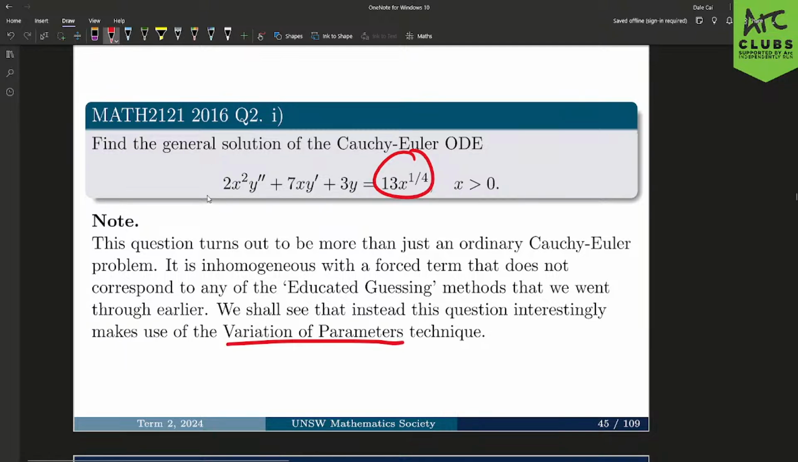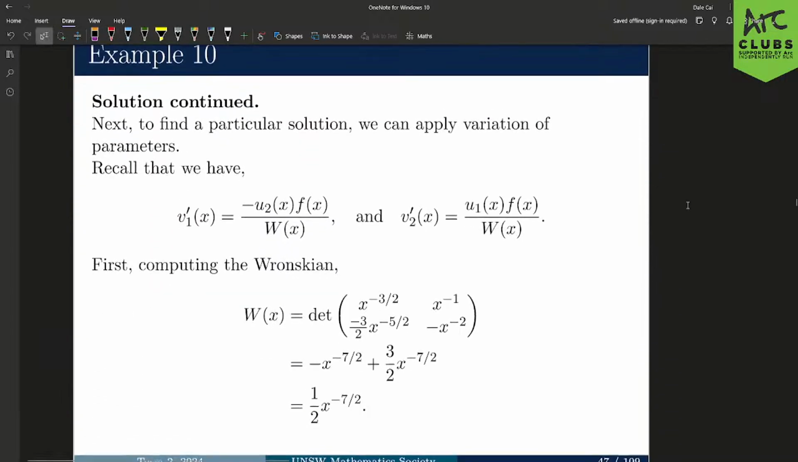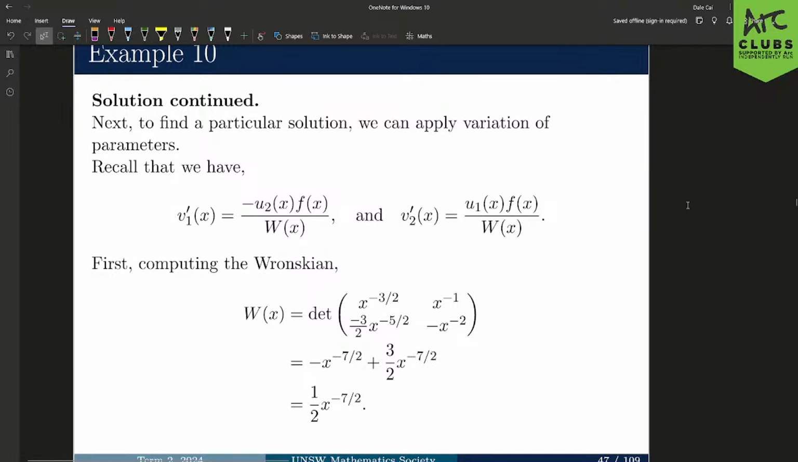So we want the indicial equation. A is 2, B is 7, C is 3. Those are the coefficients. Which means the indicial equation is 2, 7, 3 in this equation. Solving the polynomial just gives us these two roots, which means our two homogeneous solutions are these. And then to find a particular solution, we just have to go through some tedious work.